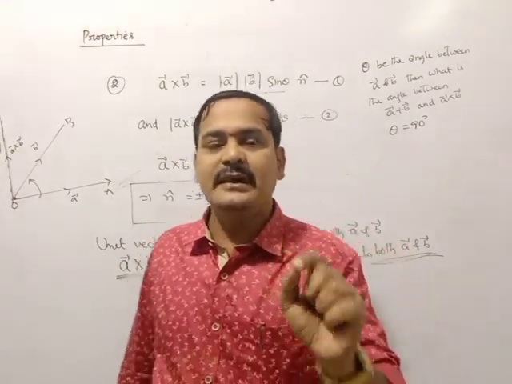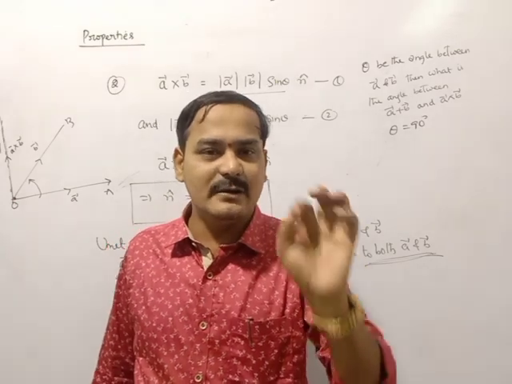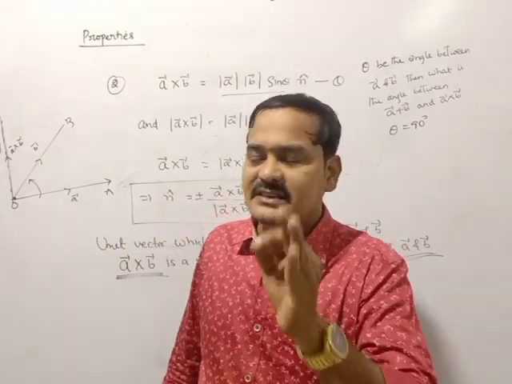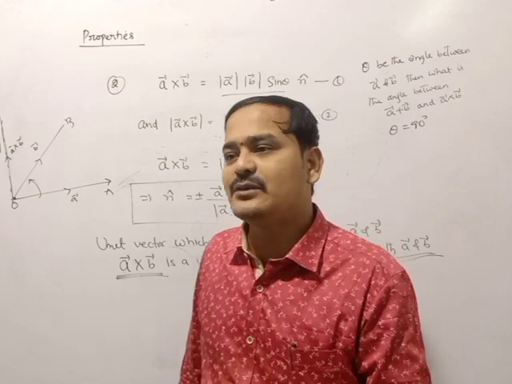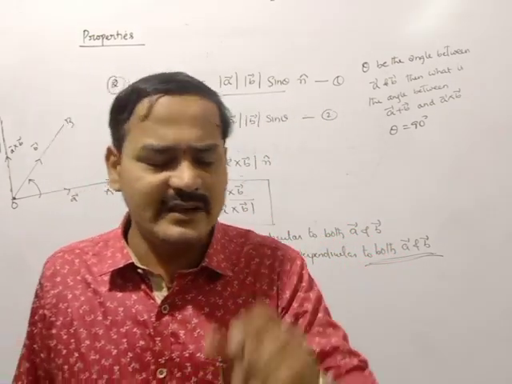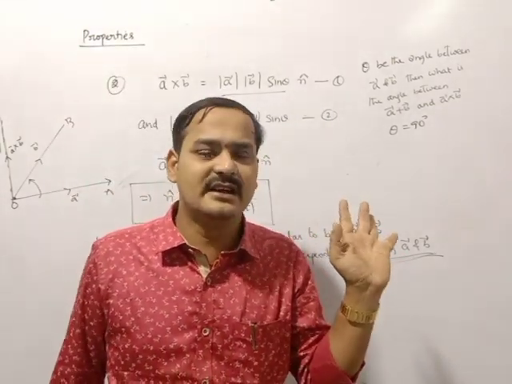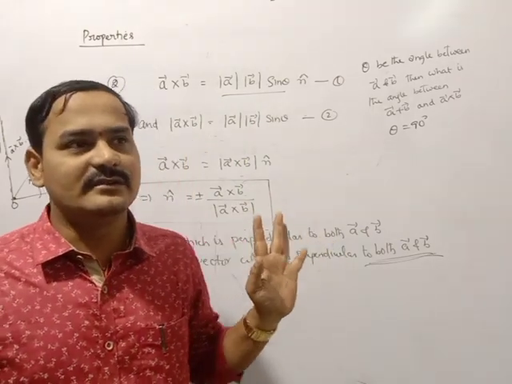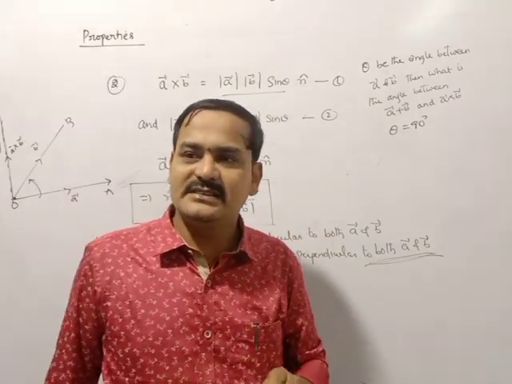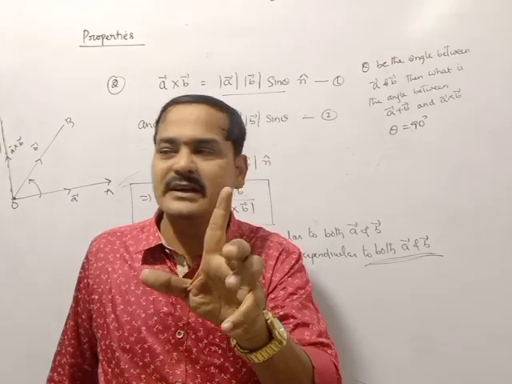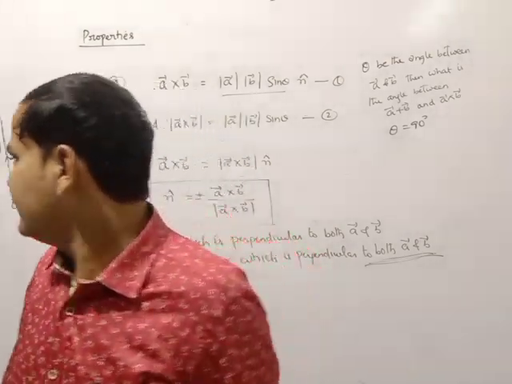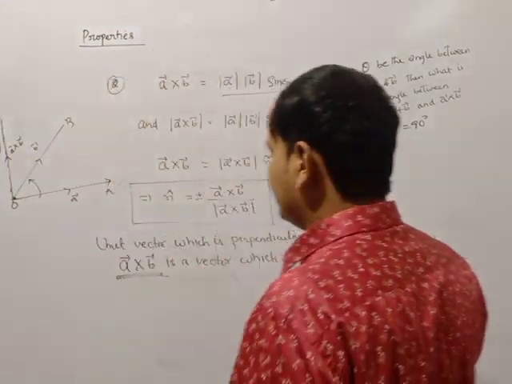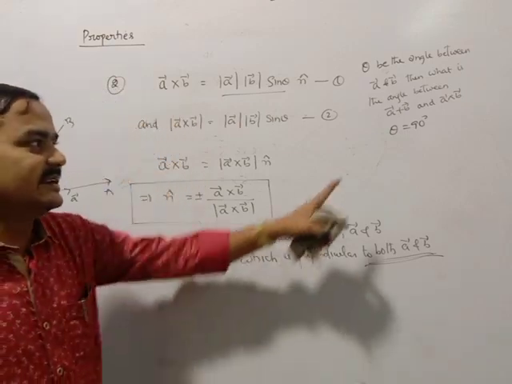Here in paper, A bar cross B bar is a vector which is always perpendicular to both A bar and B bar. Very most important concept in complete vectors. What is that? A bar cross B bar is a vector which is always perpendicular to both A bar and B bar.